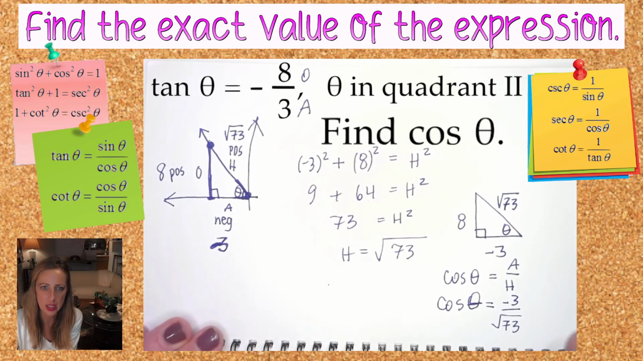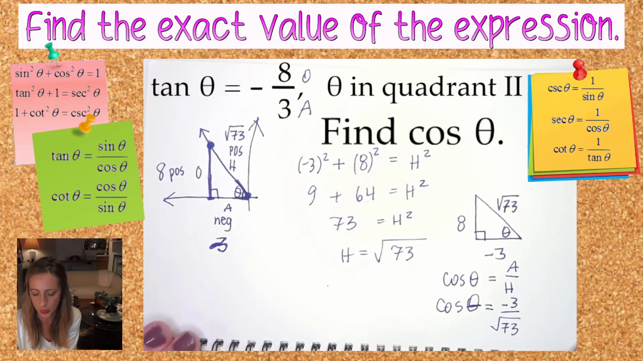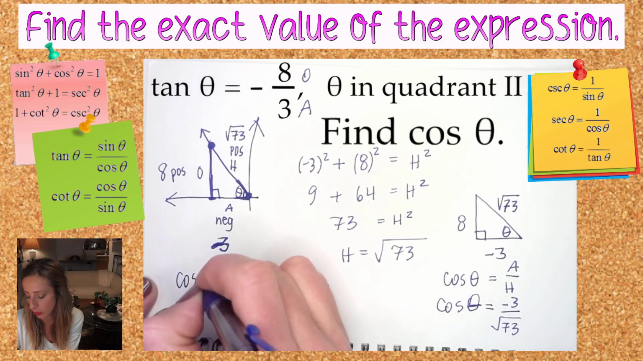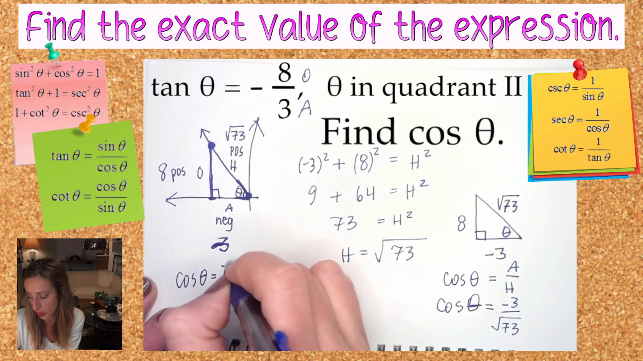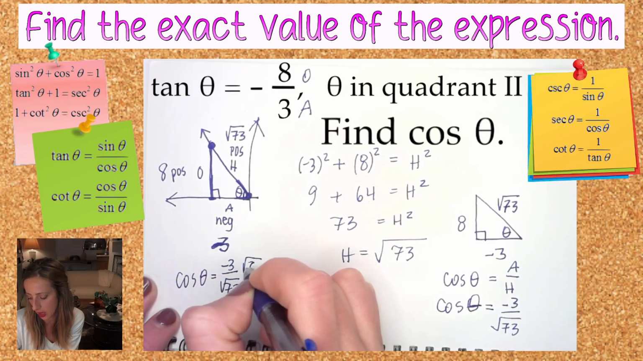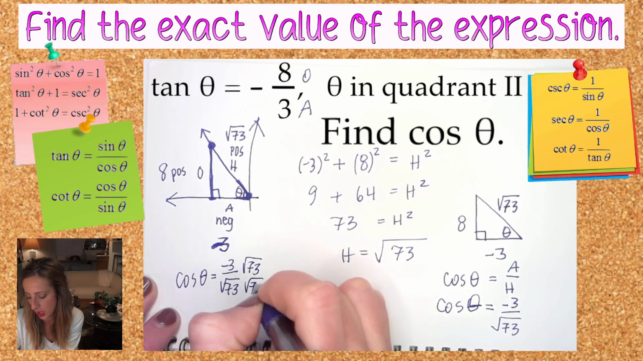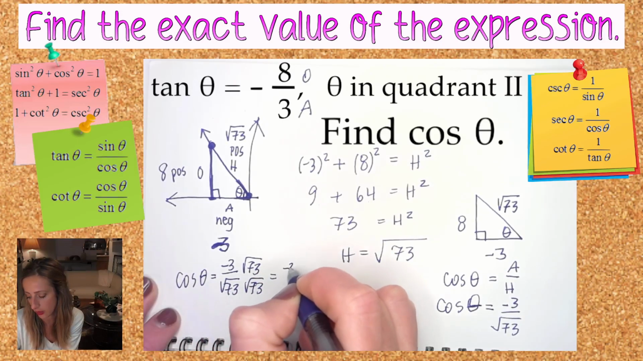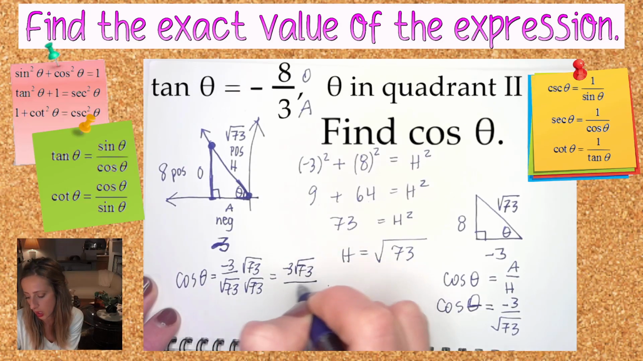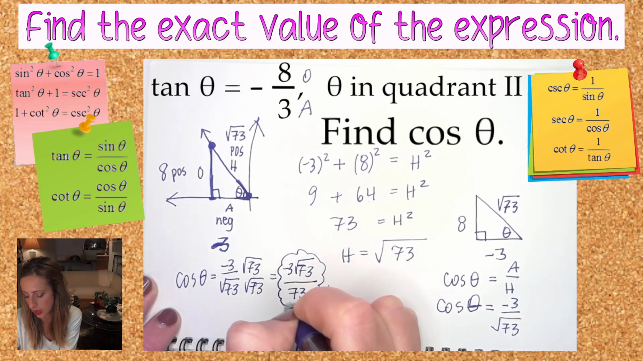Now, we never leave an answer, especially when we're doing trig, we never, ever, ever leave an answer with a radical in your denominator. So if you rationalize, this is hopefully not something I need to explain to people, you will get an answer of -3 radical 73, that's the 73, over 73. And there you have it, ladies and gentlemen.